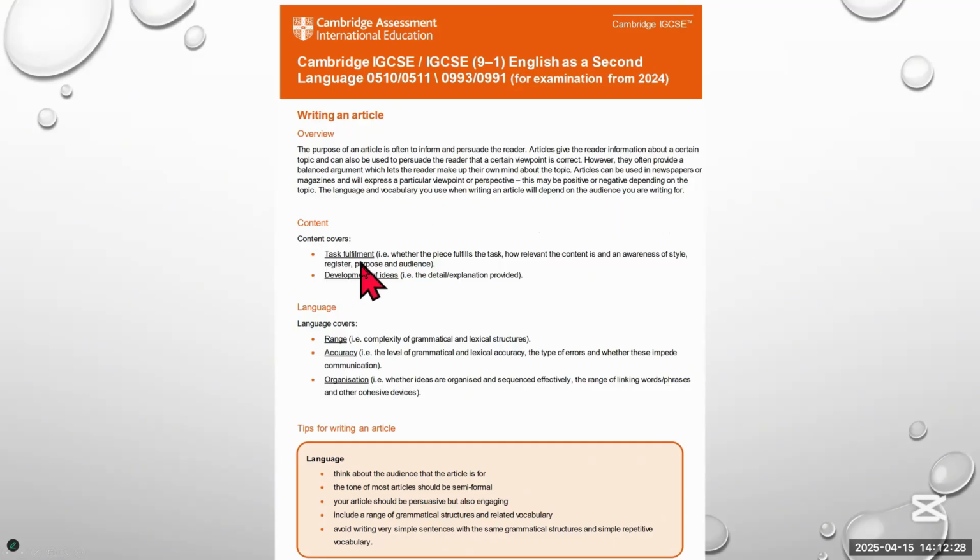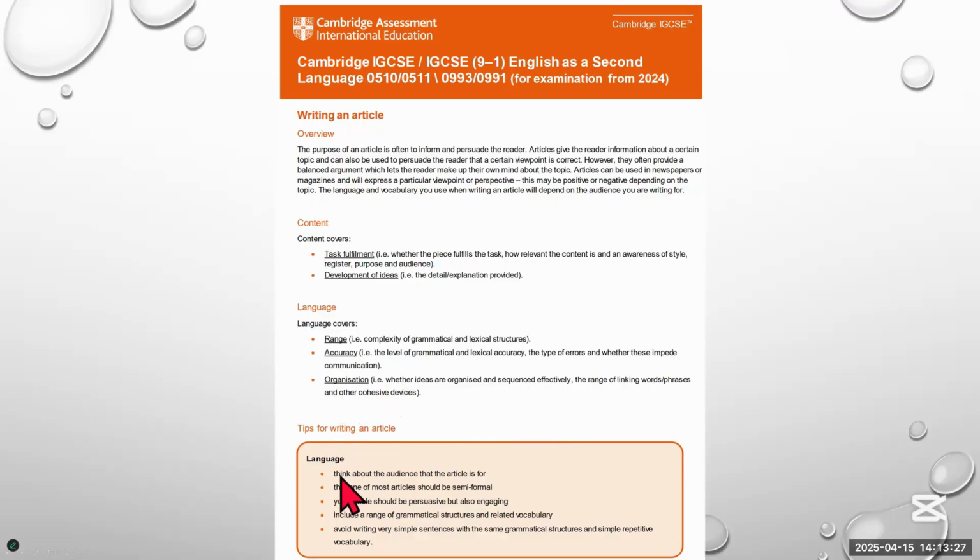So remember to fulfill your task, which means you have to answer the question. So your content should be relevant. You should be aware of the style, register, purpose, and audience. You should also develop your ideas. I will talk about this a bit later. So for language, you need to have a range of grammatical structures. You need to have accuracy, of course, and your work should be well organized.